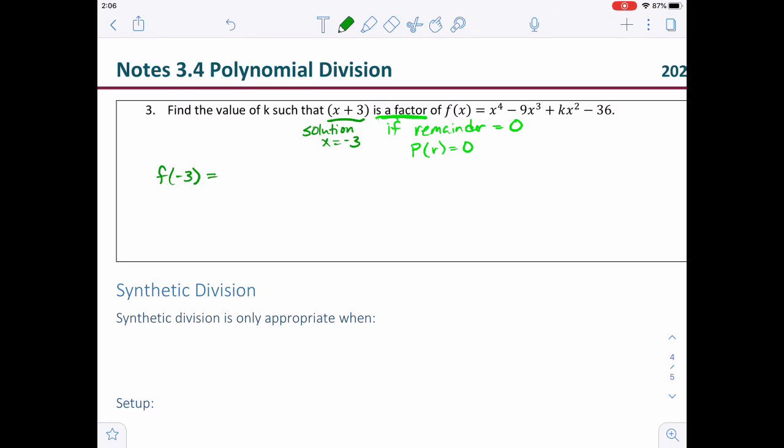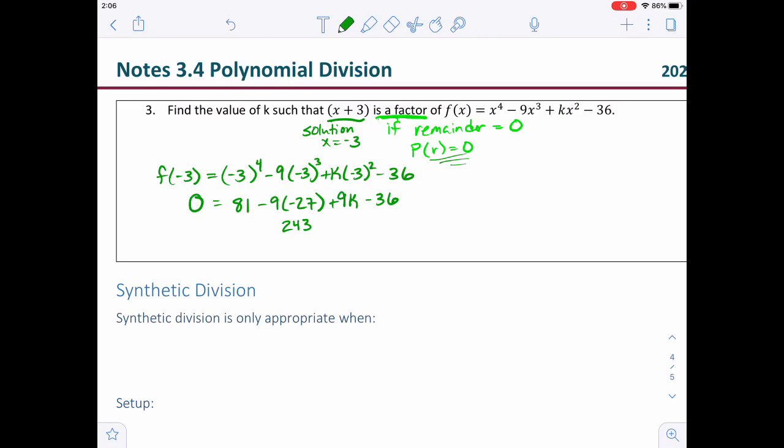F of negative 3, we get negative 3 to the 4th minus 9 times negative 3 cubed plus k times negative 3 squared minus 36. Negative 3 to the 4th is positive 81. Then we get minus 9 times negative 27 plus 9k minus 36. And we want this to be 0, right? It's got to be 0. Negative 9 times negative 27 is 243, so we're adding that to 81 plus 9k minus 36. Let's combine like terms: 243 plus 81 minus 36.